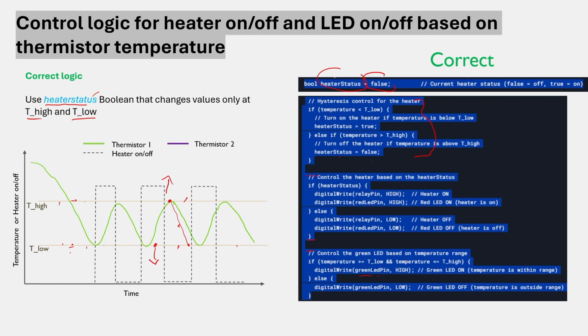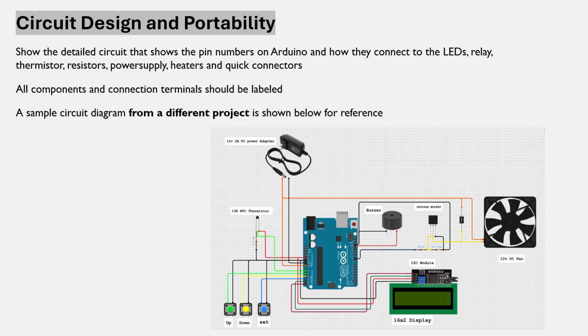So this is a very simple control algorithm for making sure the heater turns on and the red LED turns on exactly when it should be, and the green LED turns on exactly when it should be. Okay, all right. Now let's look at circuit design and portability.